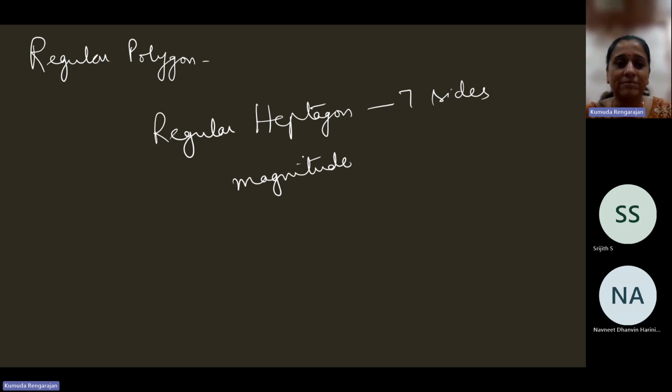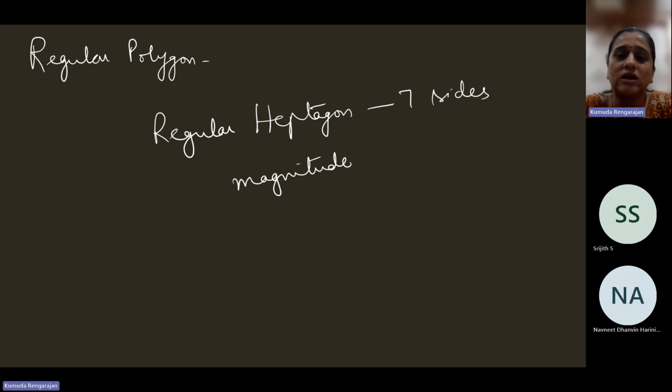In a regular heptagon, a heptagon is a polygon with 7 sides, all the 7 sides will have the same length, and also all the 7 interior angles will have the same measure. Also the 7 exterior angles. If a polygon has 7 sides, it will have 7 interior angles and 7 exterior angles. Each of the exterior angles also will measure the same.